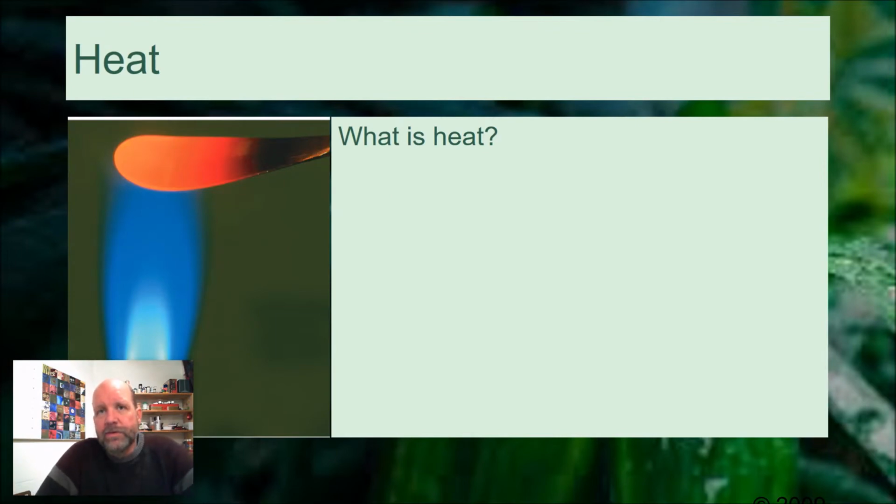So heat is this transferable energy. It causes a temperature change, but it's energy that moves from one place to another in the form of kinetic energy of particles. So it's this movable energy, when energy moves from one place to another.